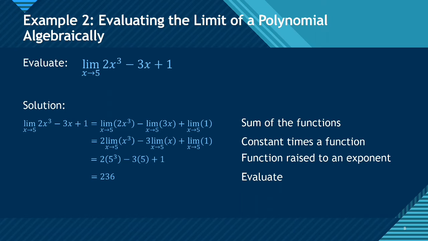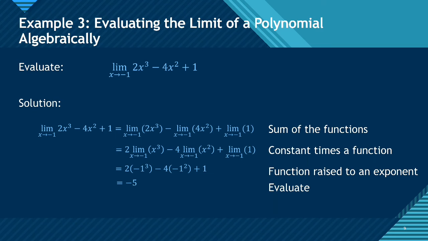For our second example, limit of 2x cubed minus 3x plus 1 as x approaches 5. Using the sum of the functions property, we can evaluate the limit of each of the terms, or simply substitute the value 5 for the variable x in the polynomial function. 2 times 5 cubed minus 3 times 5 plus 1. Evaluate this equation and then we get the limit 236.